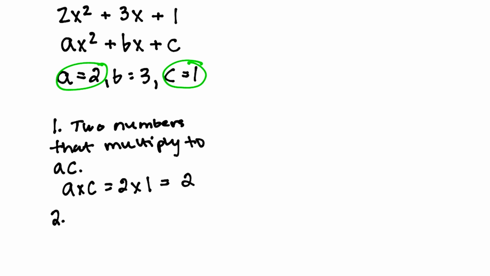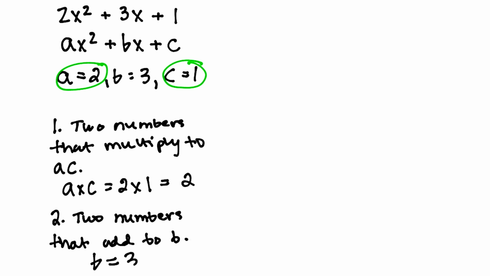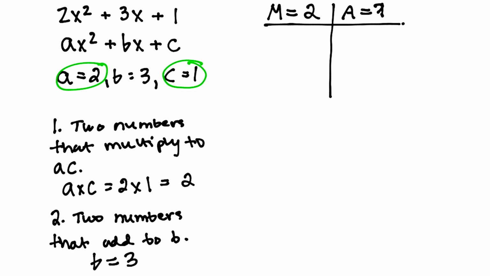Then the second thing we have to do is find two numbers that add to b. In this case, b is equal to 3. You can call this an MA table. M stands for multiply, so that's rule number 1: finding two numbers that multiply to AC, which is 2. And then the second rule is add, and that's finding two numbers that add to b, which is 3.